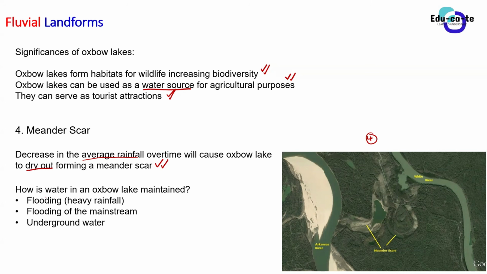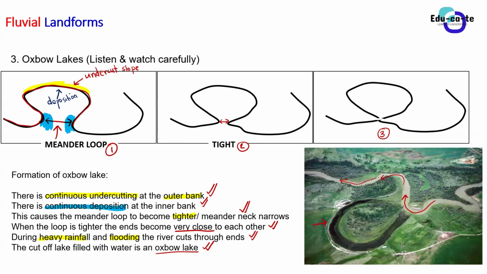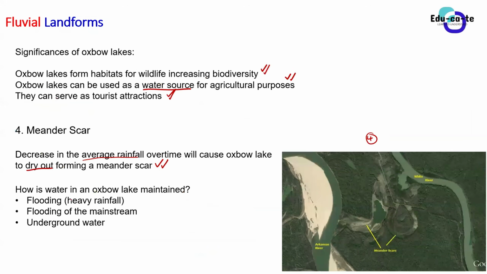And then how is water in an Oxbow Lake maintained? Let's just say now we've got an Oxbow Lake having some water. How do we maintain that amount of water? We don't actually maintain it ourselves, but basically, if there is continuous heavy rainfall or if there is continuous flooding, then the lake will always have some water.